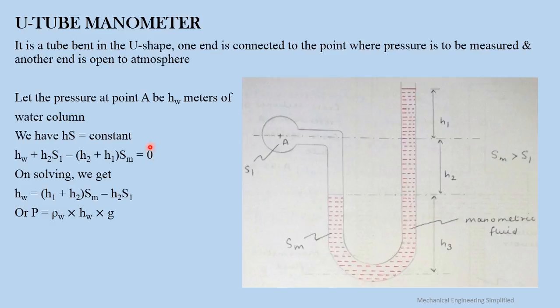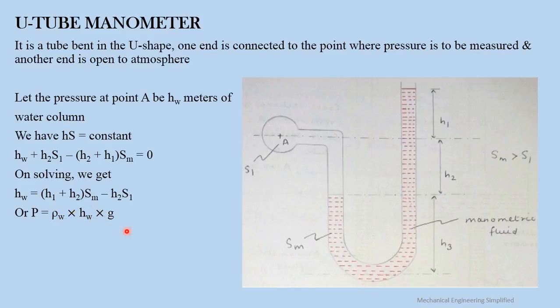and if we use some value for the atmospheric pressure here, then we can also calculate the absolute pressure. But in this case, when we are taking atmospheric pressure as 0, that means the datum we have set as atmospheric pressure, so we are calculating the gauge pressure. So on solving we will get the value of HW in terms of this, and we know that pressure at any point is equal to rho of water into H of water into g.